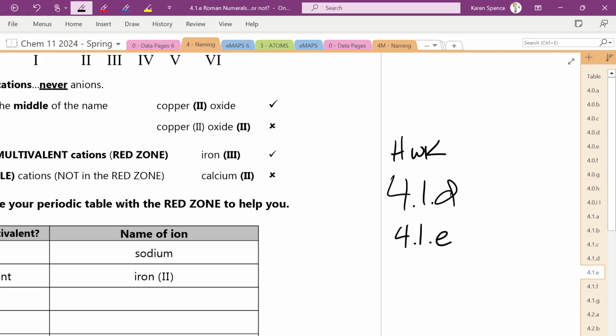So it's calcium and sulfide. The red one's fine. But what if it's... Non-metals never use Roman numerals. Okay, you should only have the Roman numerals. Folks, just to clarify, non-metals never use Roman numerals, okay?